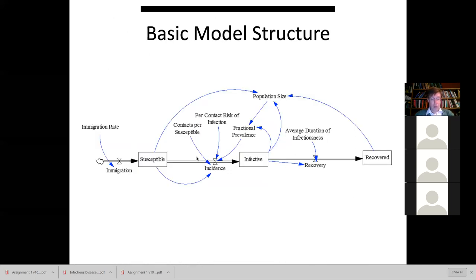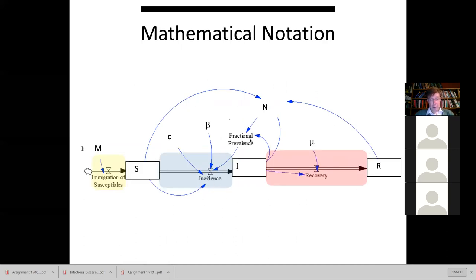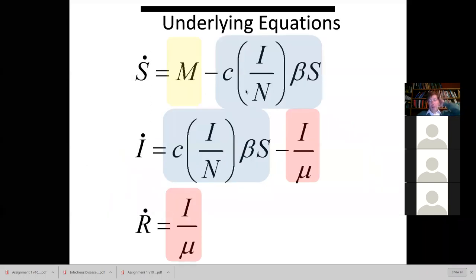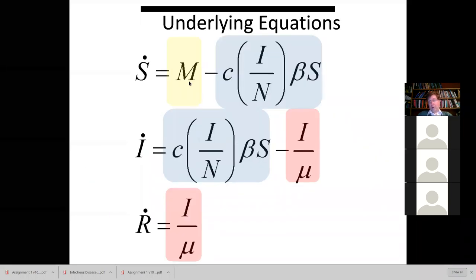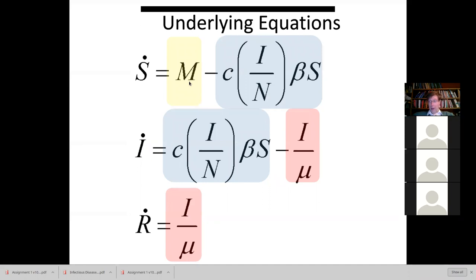So if we have a model structure like this, susceptibles, infectives, and recoveds, we'll give these things nice short names. And these are the equations that come out. We have this flow into the susceptible stock over here on the left that we'll just specify exogenously. It's externally specified, pre-specified. It doesn't depend on model state. It doesn't depend on a stock. And then this is the infection flow, C.